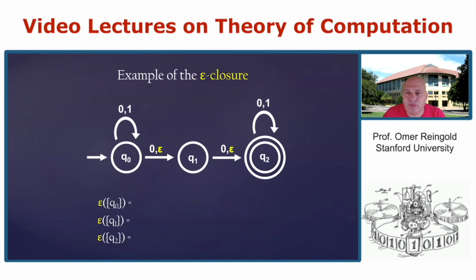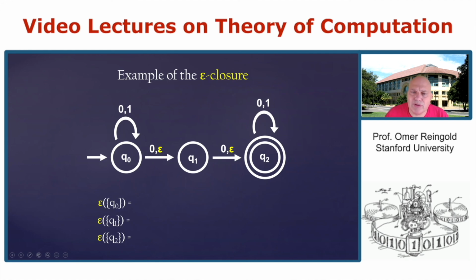Before we look at applying the construction, let's start by exercising the epsilon closure. Look at this NFA, and we'll look at the epsilon closure of each one of the states, Q0, Q1, and Q2. The epsilon closure is defined for subsets, not only for individual states, but it will be the union of these. So if we want the epsilon closure of the set containing Q0 and Q1, it will be the union of the epsilon closure of Q0 and the epsilon closure of Q1.